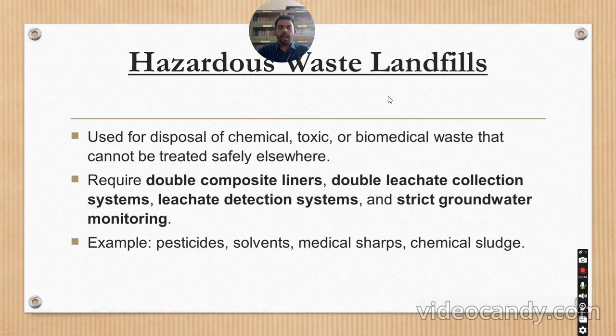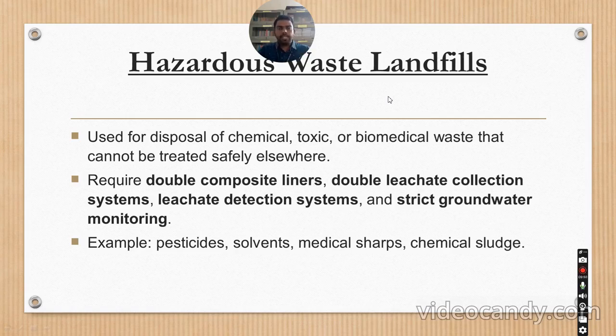In this situation, we have to adopt proper planning and proper treatment. We use double composite liners, double leachate collection systems, and leachate detection systems. Also we have to provide strict groundwater monitoring, so the waste or leachate does not enter the groundwater. This is a high precaution we have to consider in the construction of hazardous waste landfills.